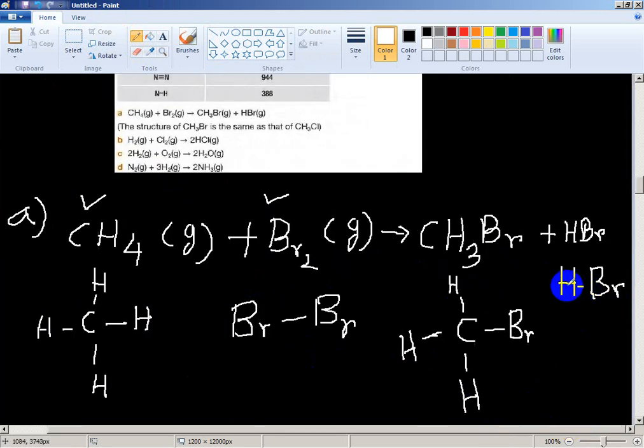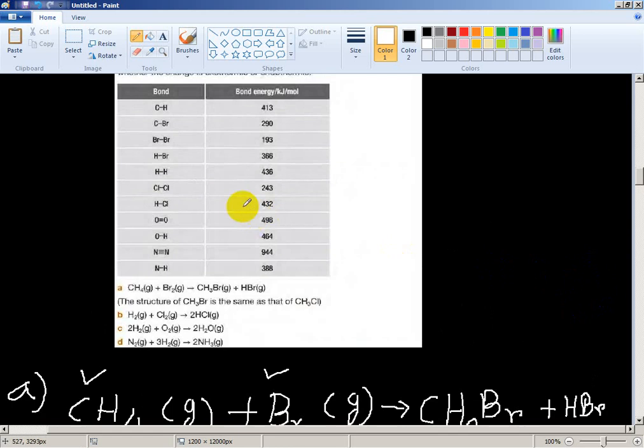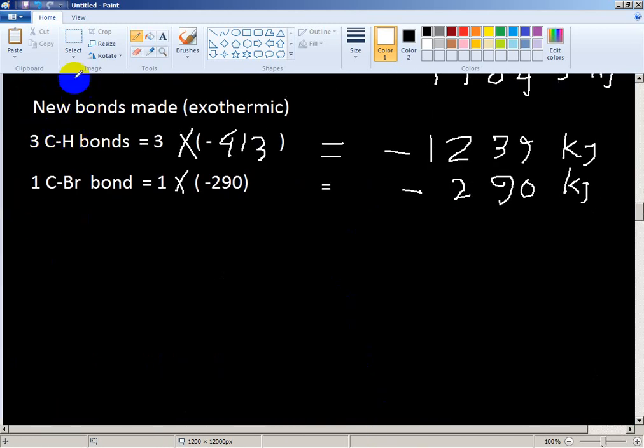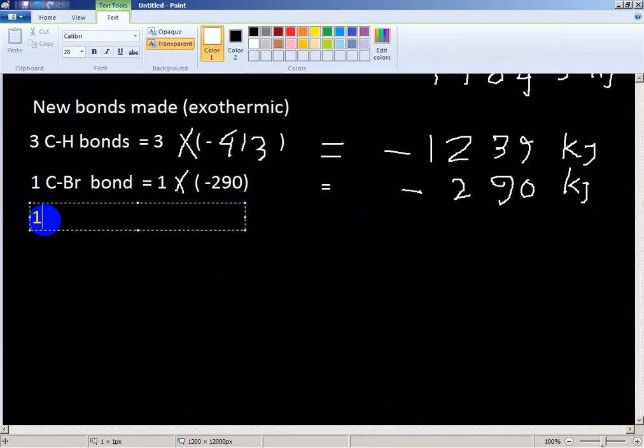Then another product, hydrogen bromide. This hydrogen bromide bond is also formed. The hydrogen bromide bond energy is 366. So here also one hydrogen bromine bond, 366.